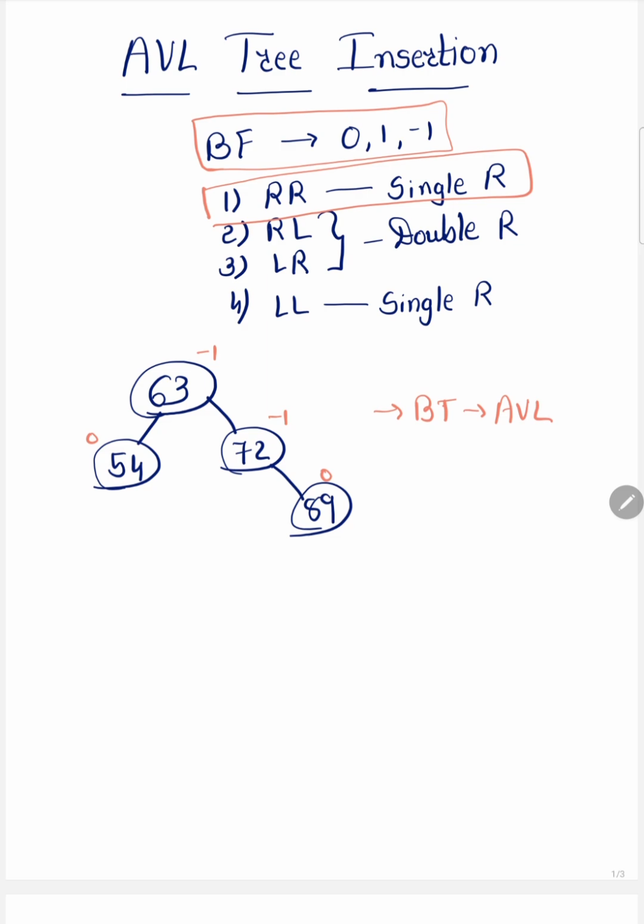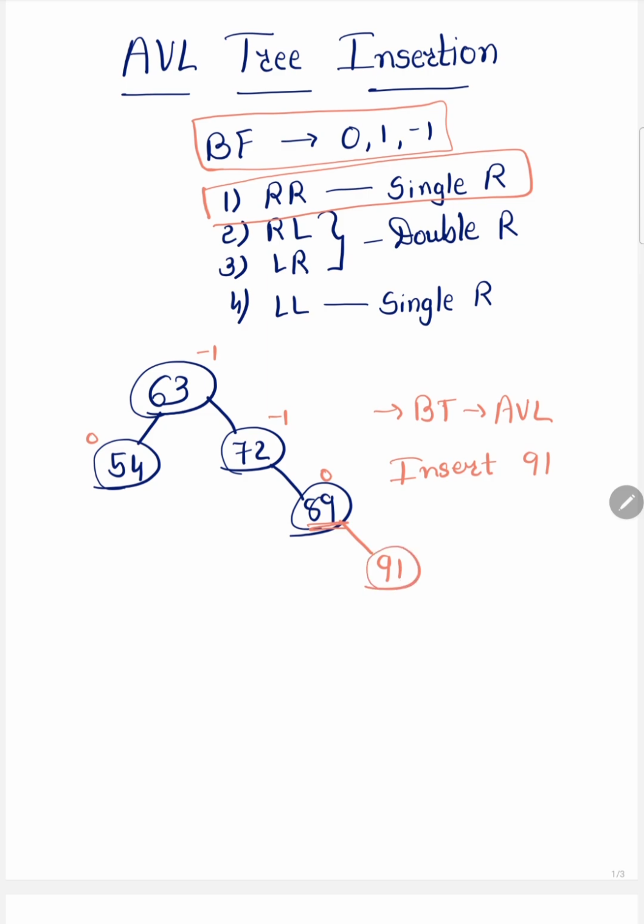Now in an insertion, if I want to insert one more node, let us say insert 91, it would be inserted to the right side of this 89. Why right side of the 89? Because it follows the constraints of a binary search tree. So we compare it with 63, 91 is greater than 63, and then 72, so 91 is again greater than 72, 89, so 91 is greater than 89 as well. So here on this side we add 91.